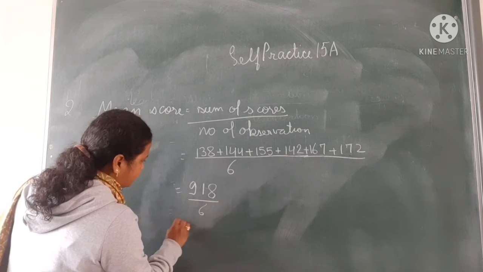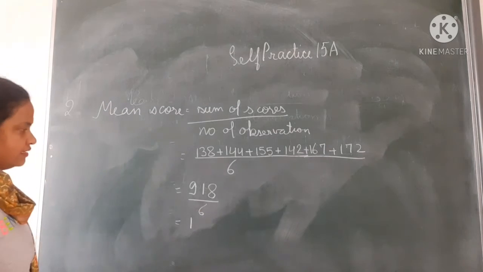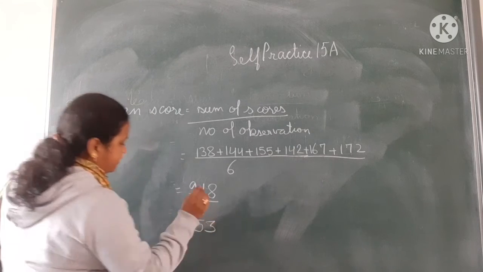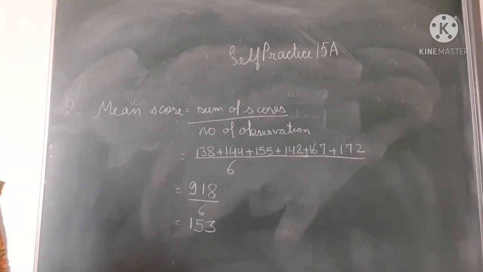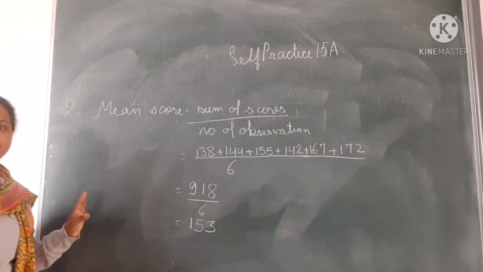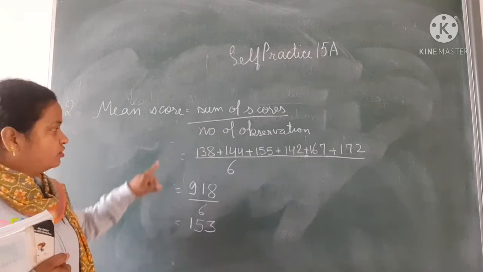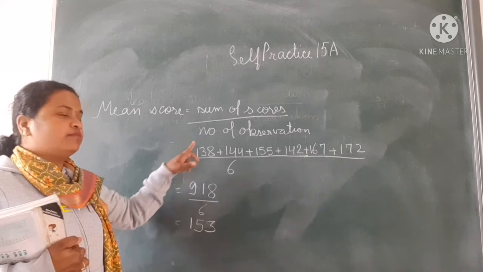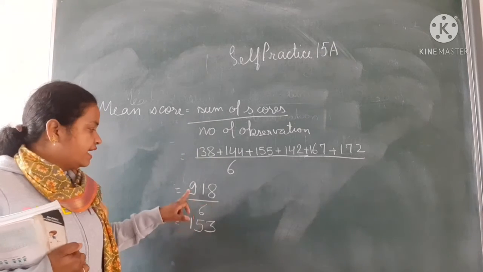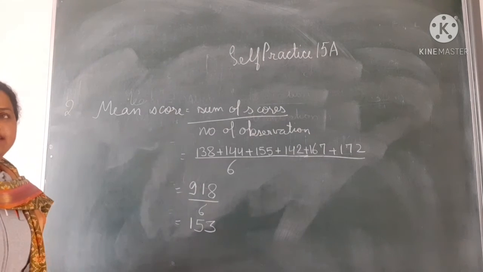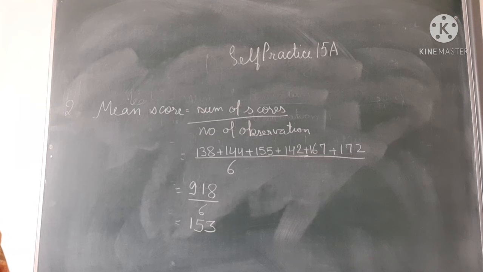918 upon 6. 6 ones are 6. 31. 6 fives are 30 and 18. 6 threes are 18. So what is the mean score here? That is 153. So what you have to find? You have to find the mean score here. So firstly you will do the sum of scores. So you will get it as 918 and the number of observations is 6. So 918 upon 6, that will be equal to 153. That is the mean score of these observations.